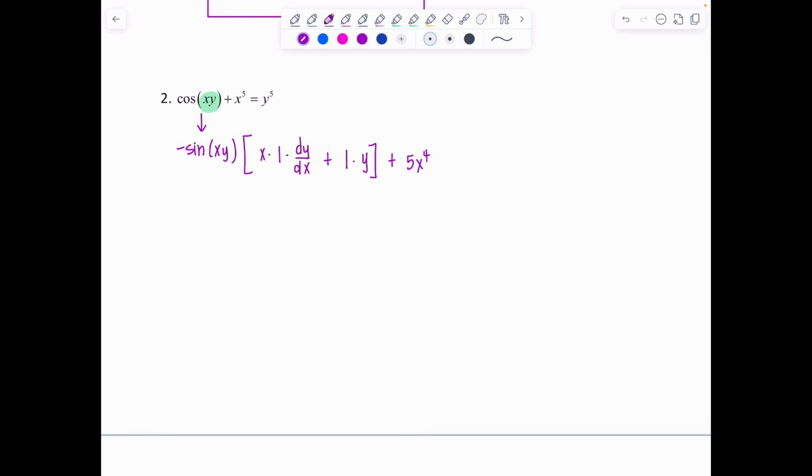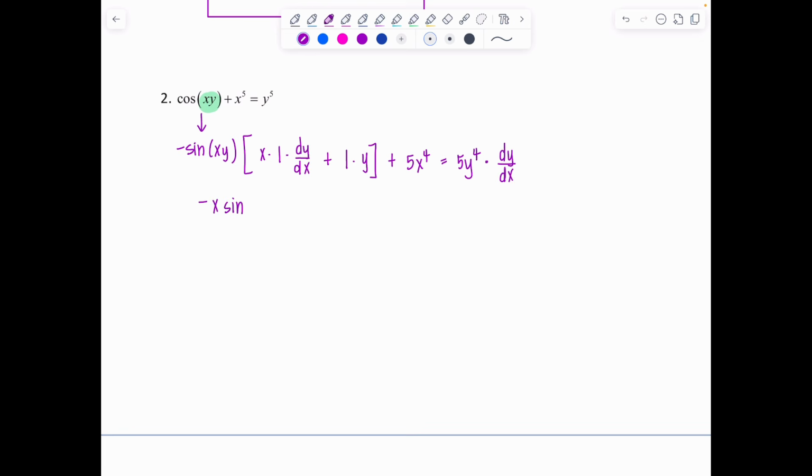Technically, there's a dx that we don't see. Equals the derivative of the right-hand side, which is going to be 5y to the fourth. Since it's a function of y, then we need dy/dx. Now you see how we have dy/dx appearing in more than one place in the equation? So we're going to multiply this out, get all the terms that have dy/dx on the same side of the equation, and everyone who doesn't have dy/dx gets exiled to the other side.